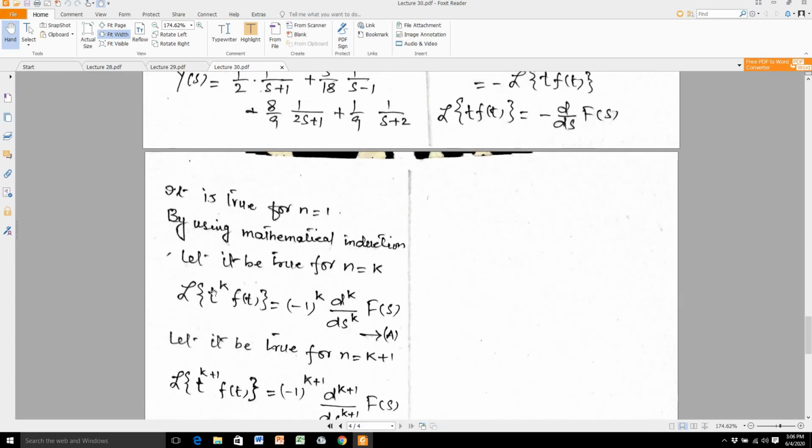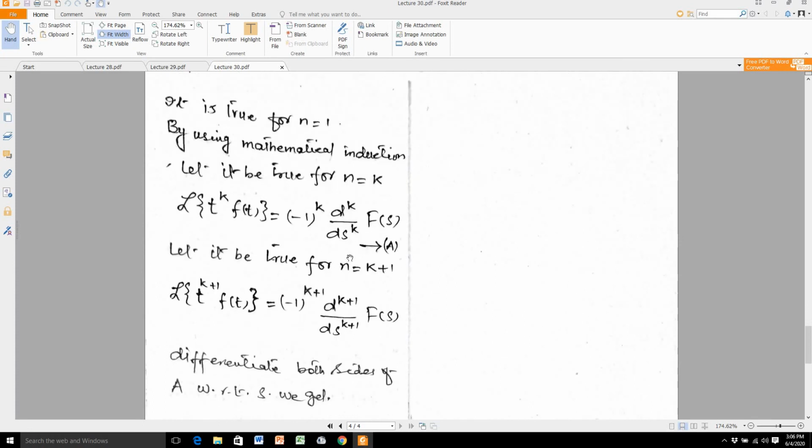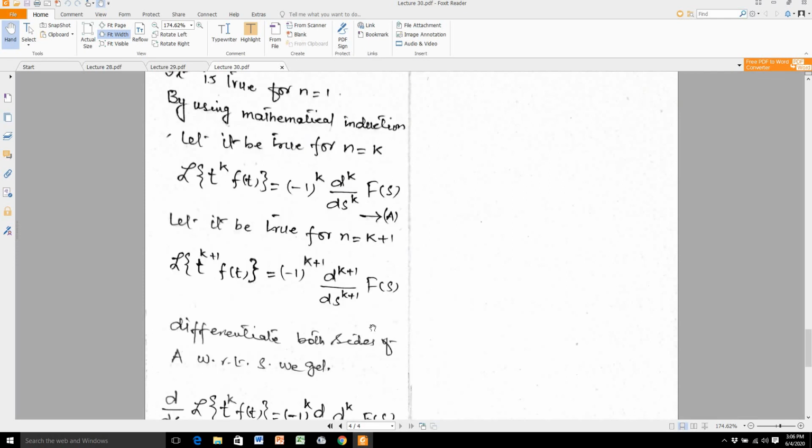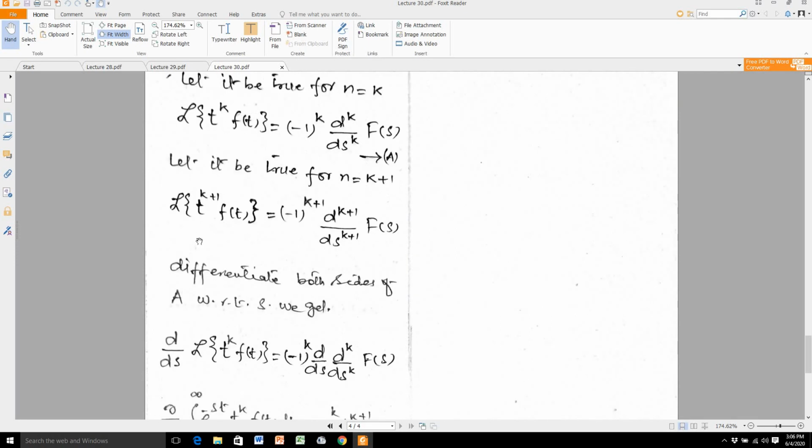So you see here, Laplace of t raised to the power k f of t is equal to minus 1 raised to the power k, kth derivative with respect to s, capital F of s, and say this is equation number A. Now we prove that it is true for n is equal to k plus 1. In the above equation we substitute k plus 1 in place of n. It is written as Laplace of t raised to the power k plus 1 f of t is equal to minus 1 raised to the power k plus 1, (k plus 1)th derivative with respect to s, capital F of s. We have to prove this result.